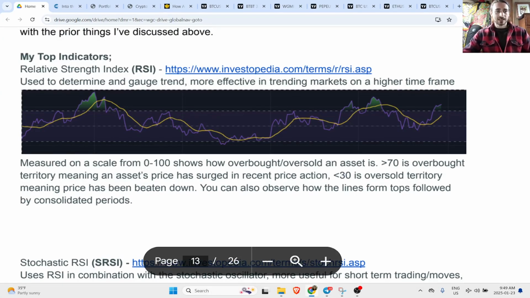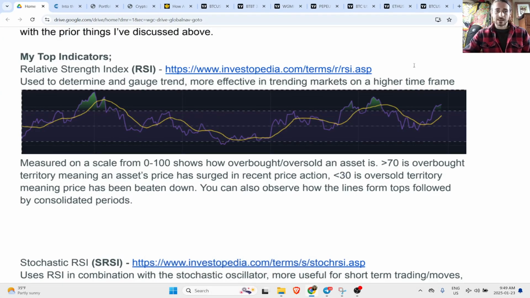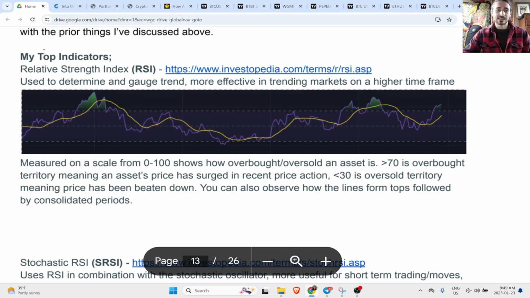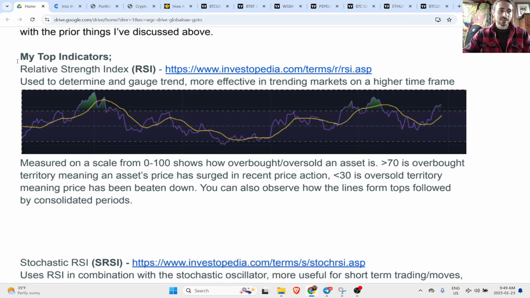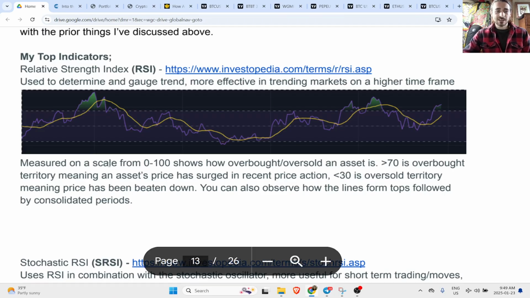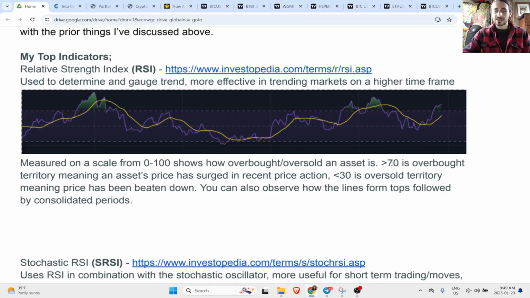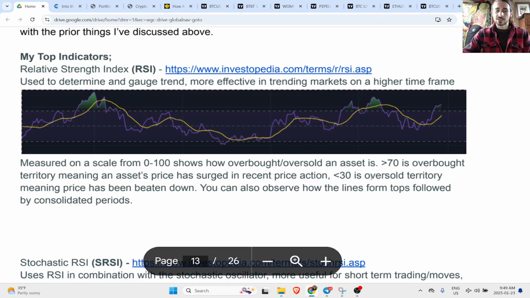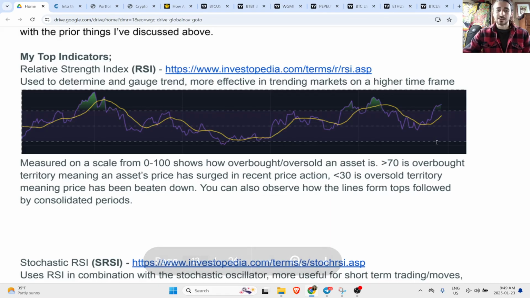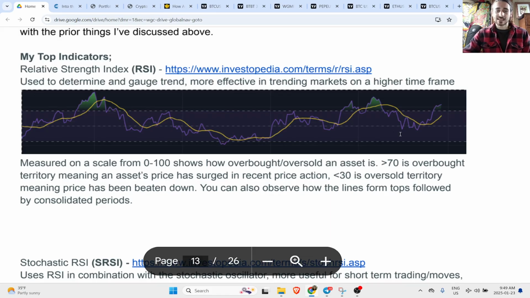So I'm going to just touch on this quickly. There are links here to get more in depth for all these, but first, my top indicators. I'm going to say the relative strength index, used to determine and gauge trend. It's more effective in trending markets on a higher time frame. It's measured on a scale from 0 to 100. Over 70 is overbought or overextended, and under 30 is oversold or undervalued territory. Obviously, the lower you go, the more undervalued the market is currently valuing that asset at.